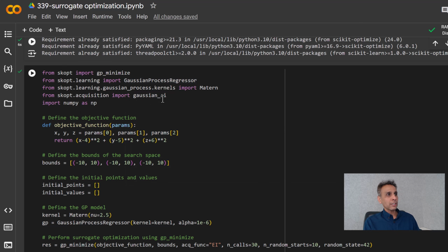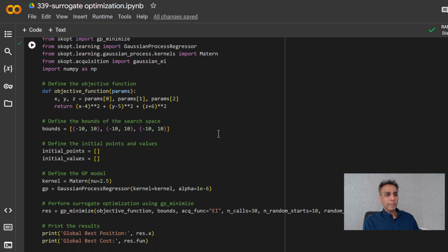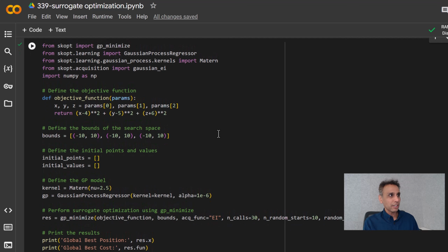It also provides you the matern kernel, and it also provides you with the Gaussian EI. Remember the EI function where we wrote it ourselves by calculating the mean and standard deviation and all that kind of stuff? You don't have to do that. So with this, the code becomes very simple, just a single line of code.